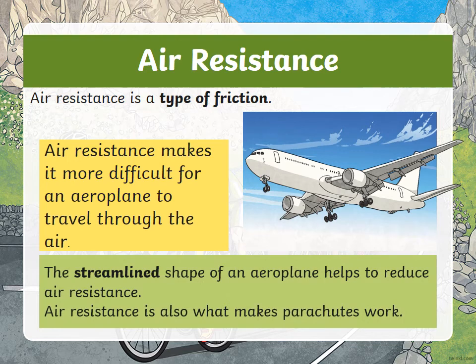Air resistance. Air resistance is a type of friction. Air resistance makes it more difficult for an airplane to travel through the air. The streamlined shape of an airplane helps to reduce air resistance. Air resistance is also what makes a parachute work.